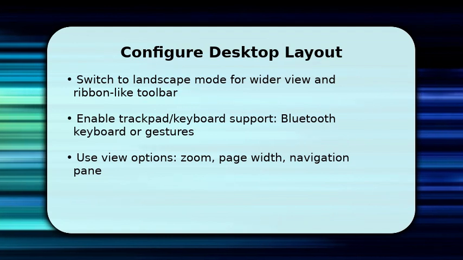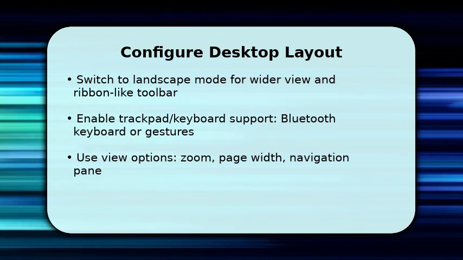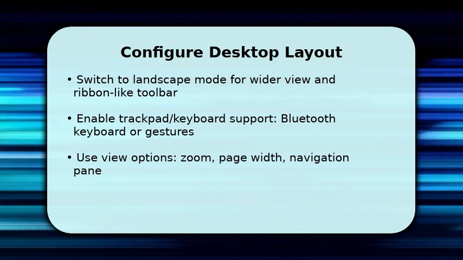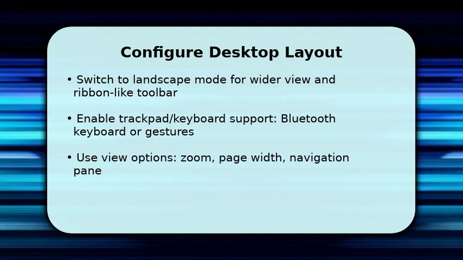Next, connect a Bluetooth keyboard or use a keyboard with cursor gestures so typing and shortcuts feel like on a PC. Use view settings, set zoom to page width, open the navigation pane for headings, and enable ruler or grid if available. These choices let you edit, format, and navigate documents faster and with more precision, just like desktop Word.